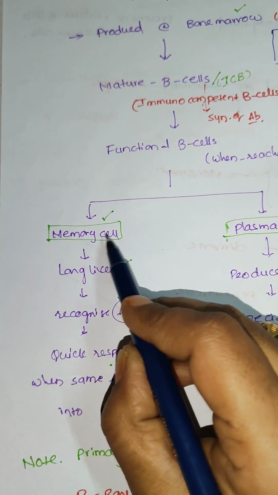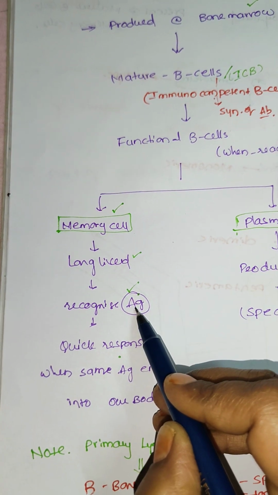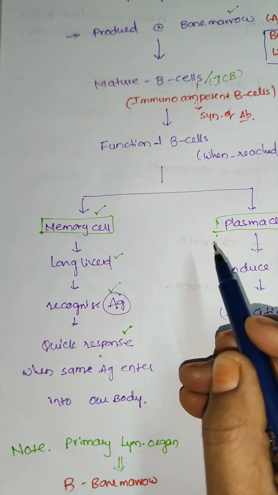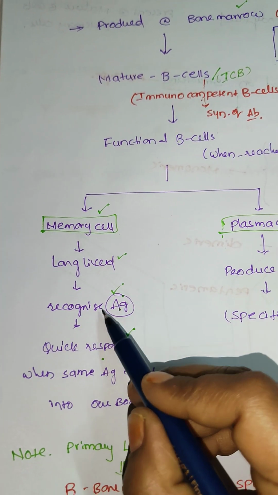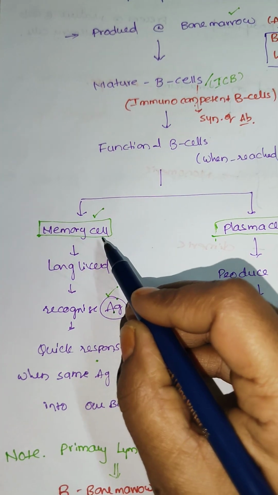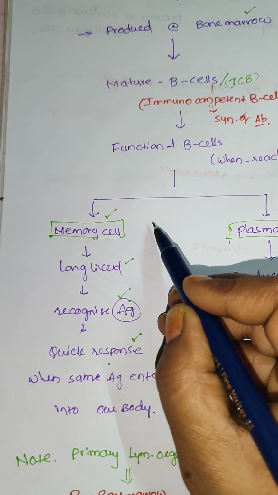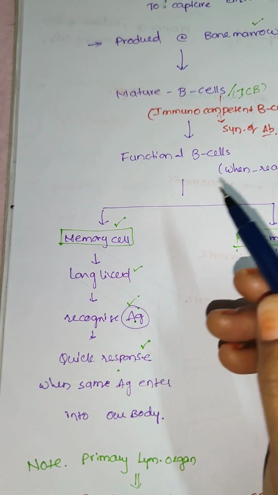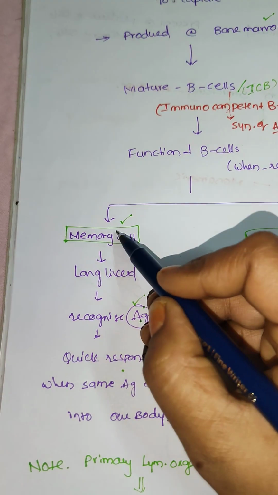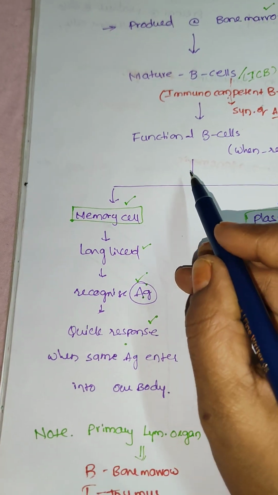The name itself indicates memory. It can memorize or store the information regarding the antigen, for example corona and malaria. When the antigen enters our body, the memory cells can recognize the antigen or pathogen. The next time the same antigen comes into our body, they can show a quick response. That is the importance of memory cells.